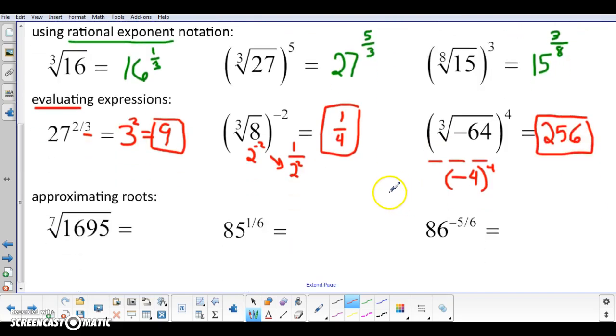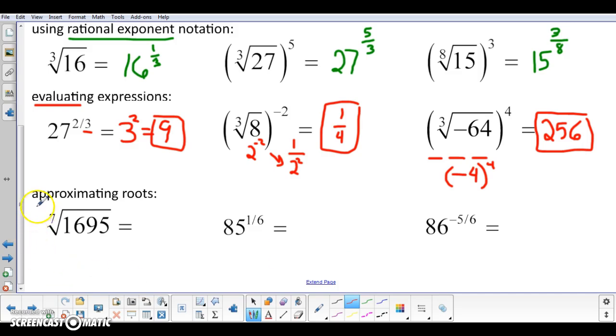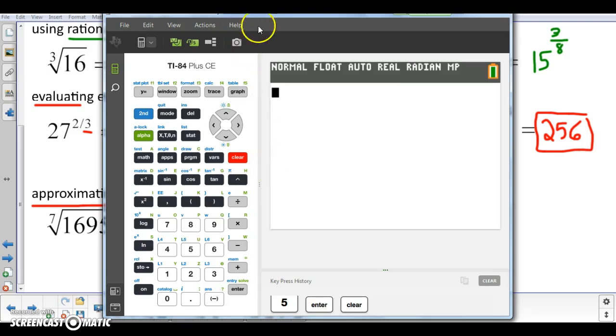Now another thing you might be asked to do at some point is to approximate roots. Approximate means it's probably going to be some decimal expression that's not very nice to look at. So the last thing would be to then punch these expressions into your calculator. I'll show you how to do that. If I want the 7th root of 1,695, there's a couple ways you could do this.